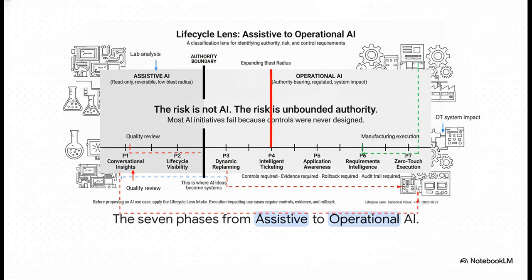What's so useful here is how it lays everything out so clearly. See, over on the left, you've got assistive AI. Way over on the right, operational AI. And right smack in the middle is the authority boundary. That line, that's the one we're really going to be focusing on. These 7 phases show this clear progression from just getting simple insights all the way to direct system execution.